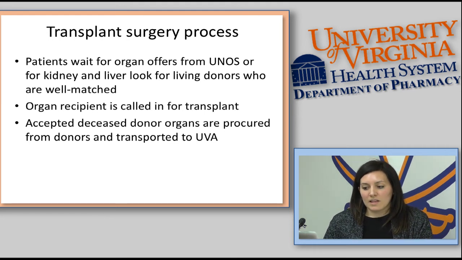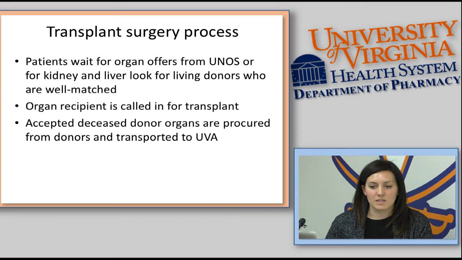At the point that an organ is identified that is appropriate for the recipient, the patient is then called in for transplant. So the patient must be available for transplant. They have to stay within a certain radius of UVA, and that's part of the requirement that is placed on them when they're listed. They have to be available because the organ could become available at any time, and the organ has a shelf life, if you will. It has to be implanted within a certain period of time, so they have to be close to the center.